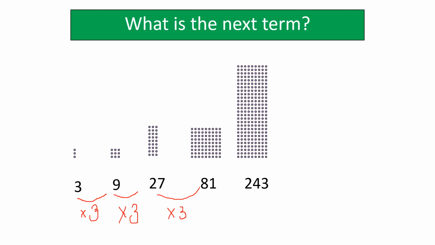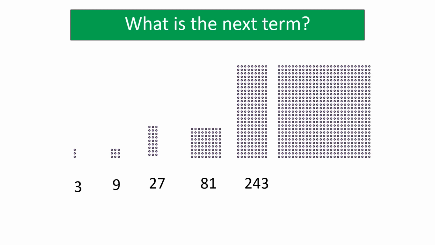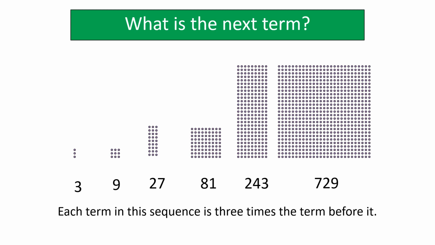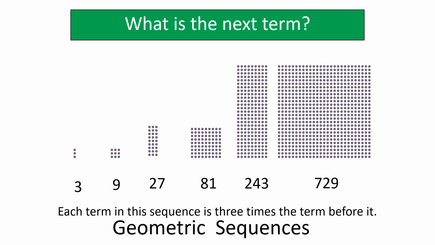So 3 times 3 is 9, 9 times 3 is 27, 27 times 3 is going to be 81, and 3 times 81 is 243. And 243 multiplied by 3 is going to give us 729. So we are moving from term to term by multiplying by 3. Each term in the sequence is 3 times the term before it, and that is called a geometric sequence.